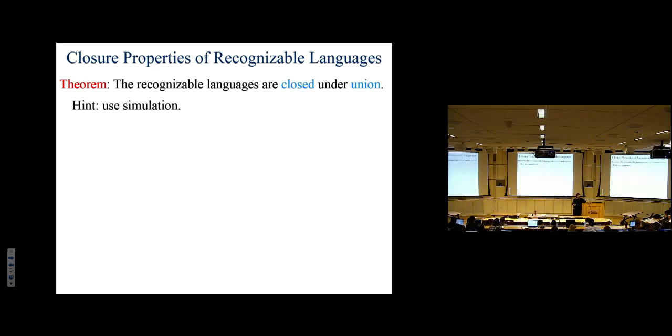You just keep simulating. But that's okay. You don't have to decide. You have to recognize. So if it's a yes string, eventually one of the two will say yes. It's in my language. And then you'd say yes also, and you'd be done.